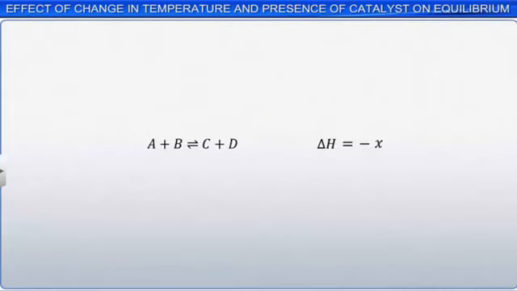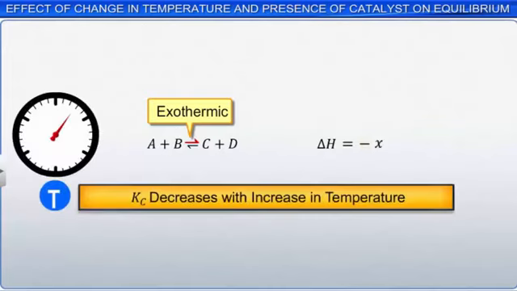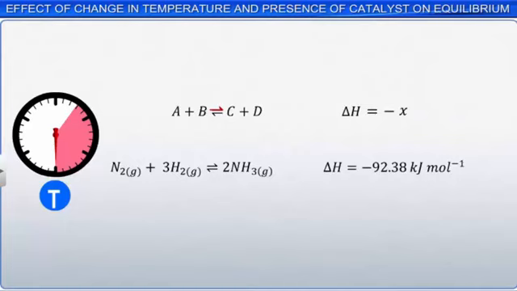In general, equilibria in which the forward reaction is exothermic, that is, where the enthalpy change is negative, have equilibrium constants that decrease with an increase in temperature. For example, the gas phase reaction of nitrogen and hydrogen combining to give ammonia. In this reaction, the forward reaction, that is, the formation of ammonia, is exothermic, and the backward reaction of ammonia dissociating into nitrogen and hydrogen is endothermic.